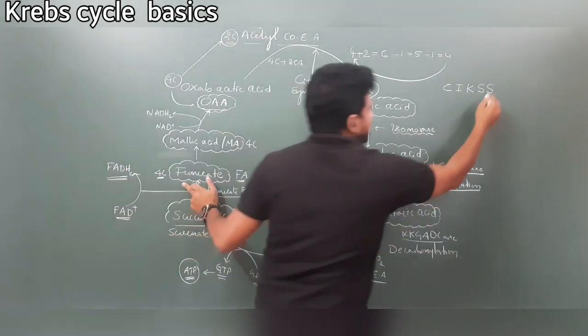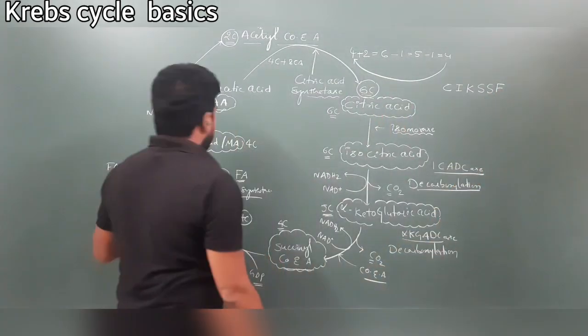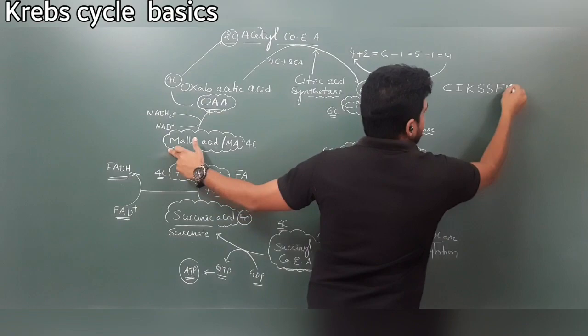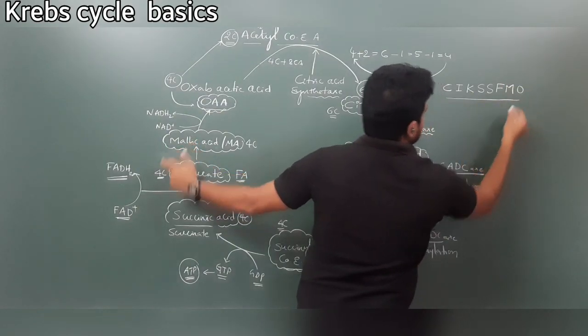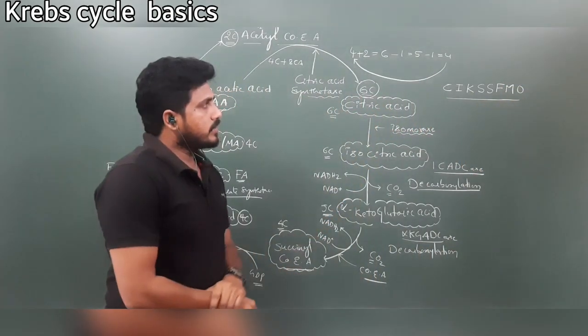Then fumarate, nothing but F. And malate, nothing but M. And the last one is oxaloacetic acid. So this is the code.